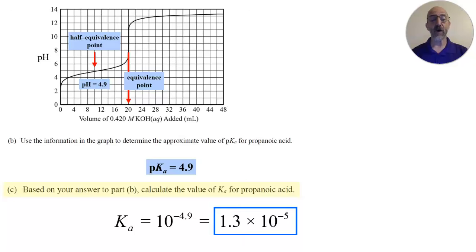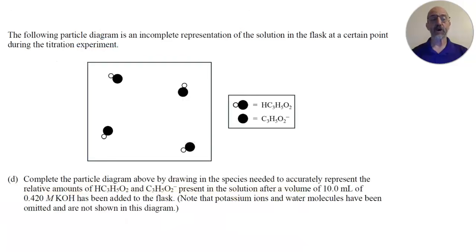Now, as we move on to part D of this question, you'll see a particulate diagram. So this is part D. It says the following particle diagram is an incomplete representation of the solution in the flask at a certain point during the titration experiment. So it says complete the particle diagram above by drawing in the species needed to accurately represent the relative amounts of the acid, HC3H5O2, that's the propanoic acid, and the conjugate base, the propanoate ion, C3H5O2-.